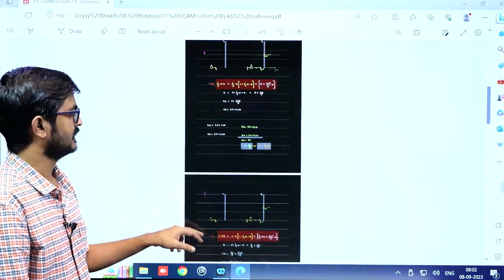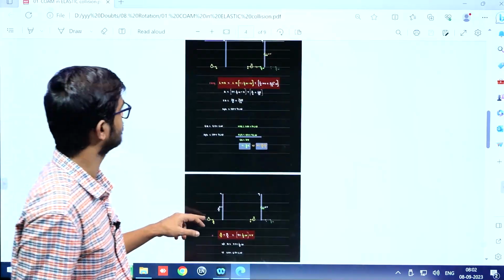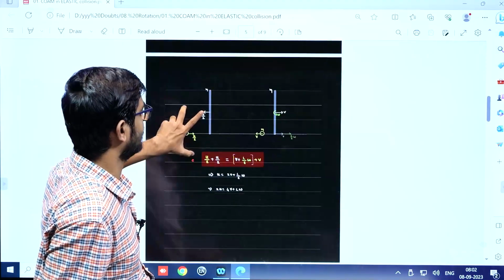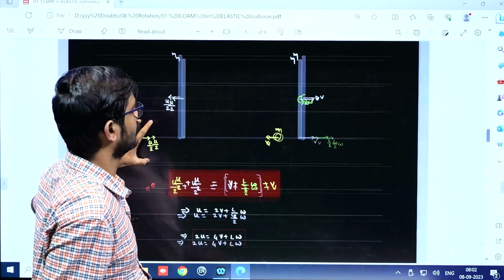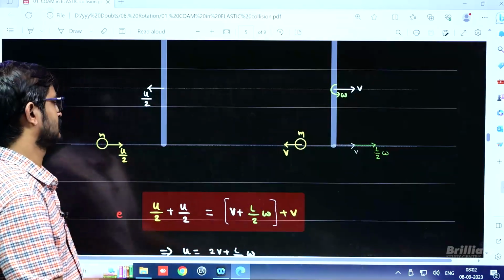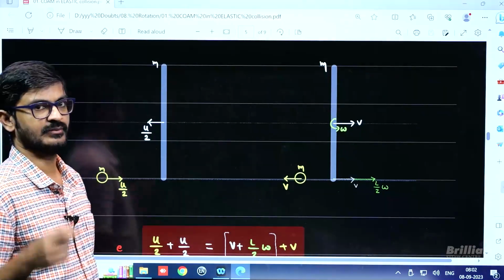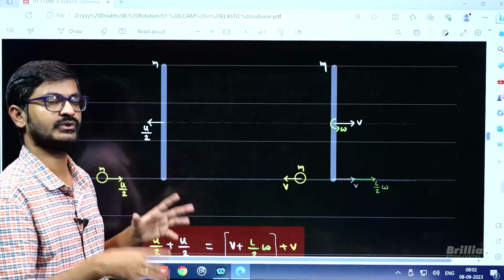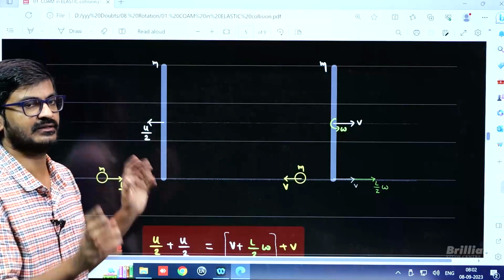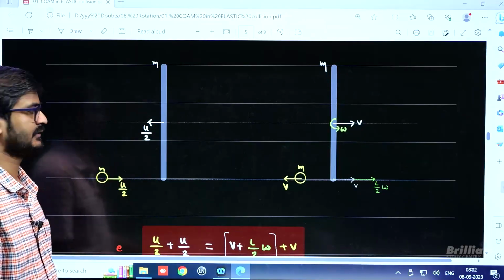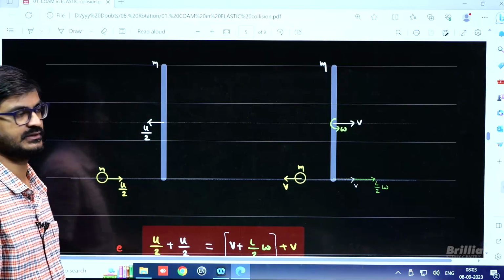Anyway, we will try to see it in a slightly different way. Now, we will observe the entire situation from a frame moving with velocity u by 2, that is, the center of mass frame. The center of mass velocity will be u by 2, so I am observing the entire situation from the center of mass frame. Then this guy's velocity will be u by 2, and this guy's velocity will be u by 2. The net momentum of the system is 0.